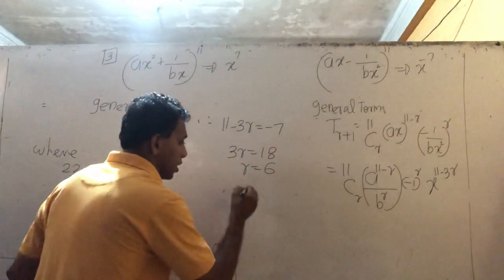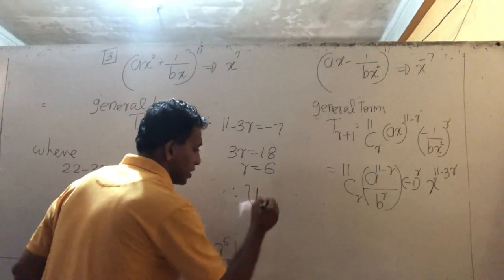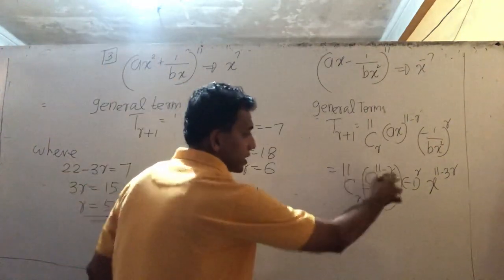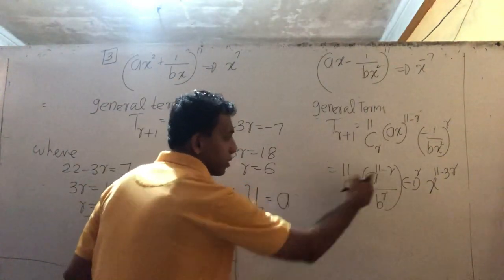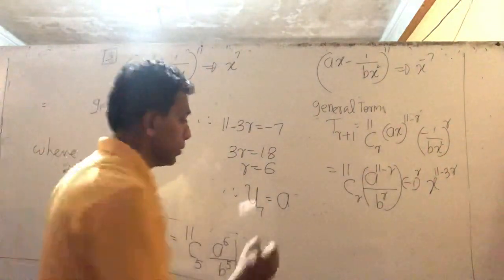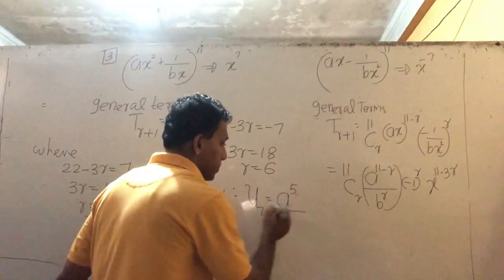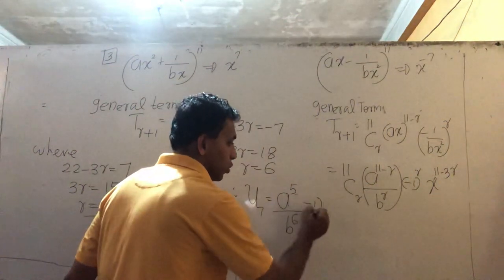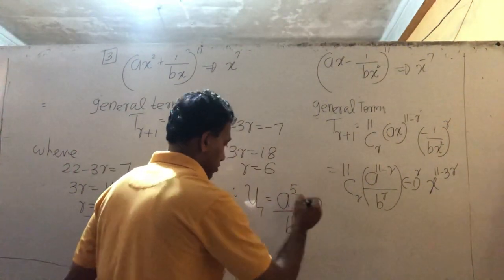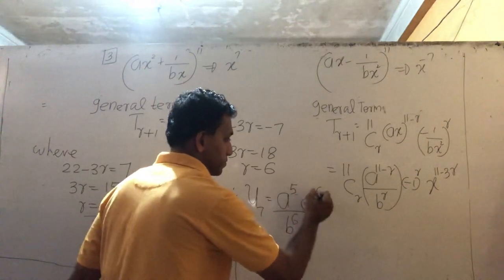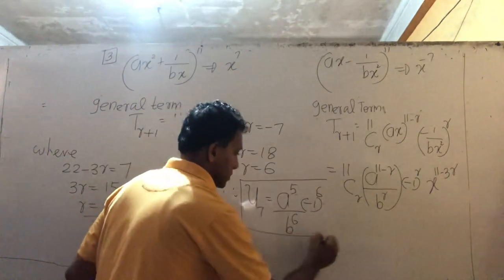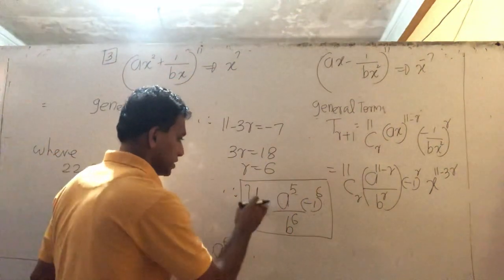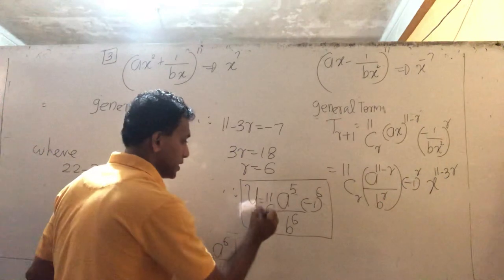Therefore, the coefficient is the 7th term coefficient. What is that? Put r equals 6 here. A to the power 11 minus 6, 5. B to the power 6. And there's a minus 1 also, minus 1 to the power r, that's 6. I missed the 11Cr, I missed the 11Cr. 11C6.